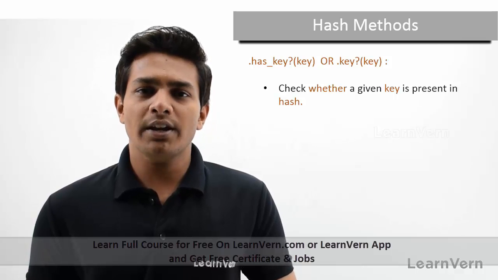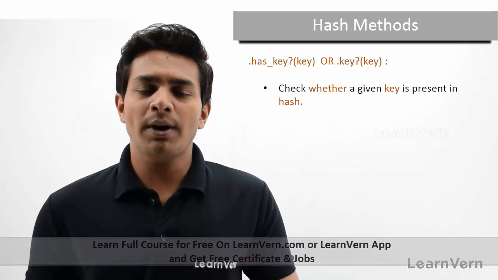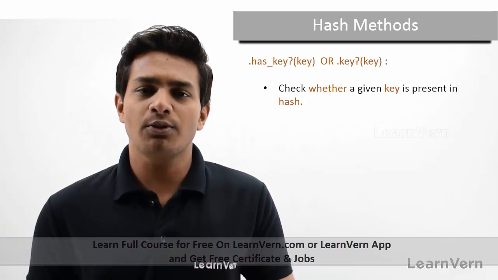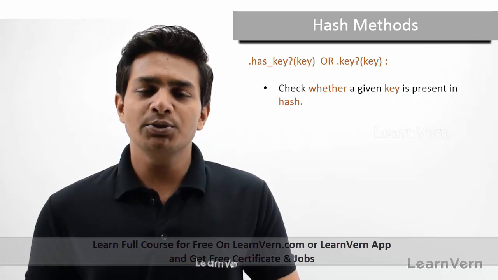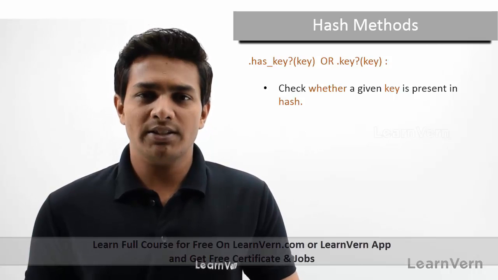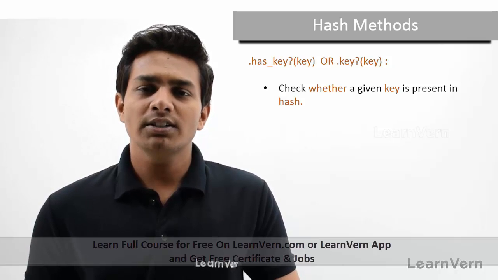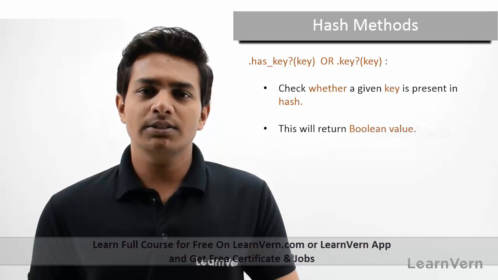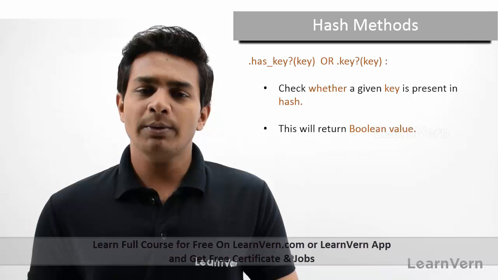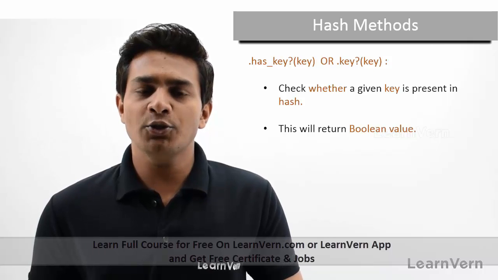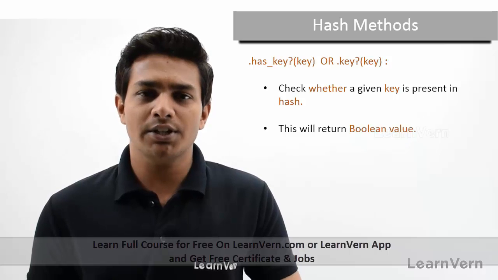If I want to check whether a specific key exists in my hash, if I want to search for a particular key, I can use either of these two methods. I can use the has_key method or the simple key method. This method always returns a boolean value. This method also takes one argument, and this argument is the key that we want to search.